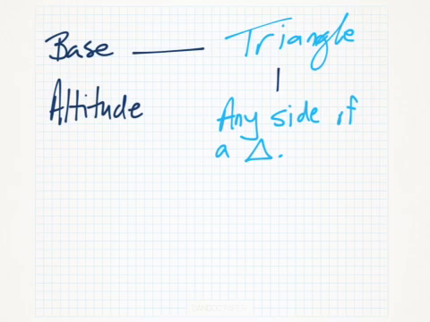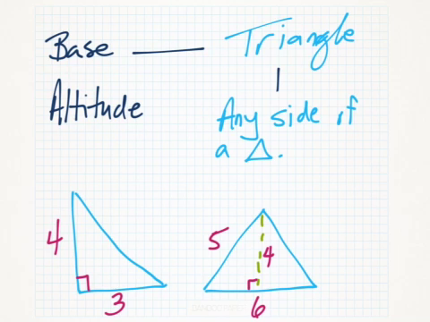For a triangle, any side of the triangle can be referred to as the base. Here we have two examples of triangles. On the left, the 3 will be our base, and the 4 will be the altitude or the height for our formula. And then in the example on the right, 4 will be our height, and 6 will be our base.